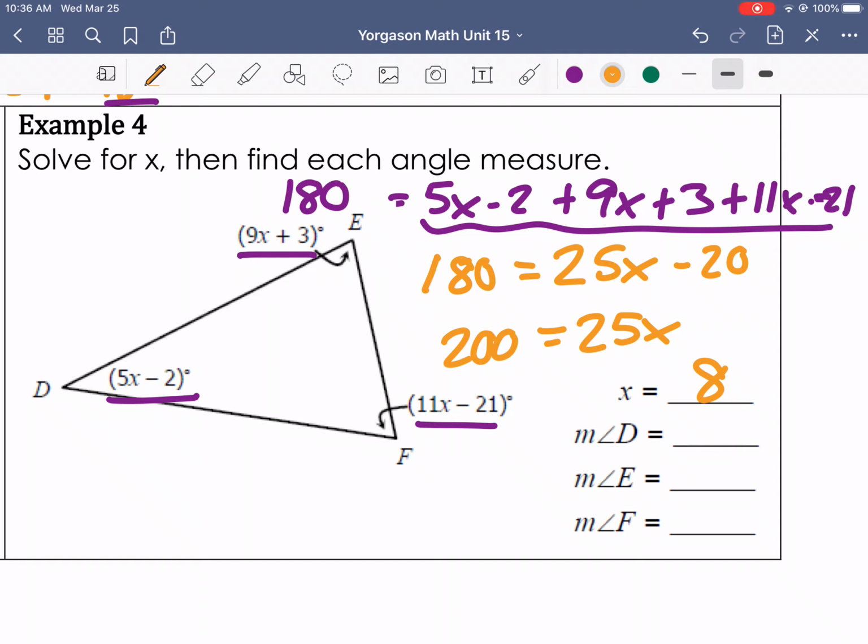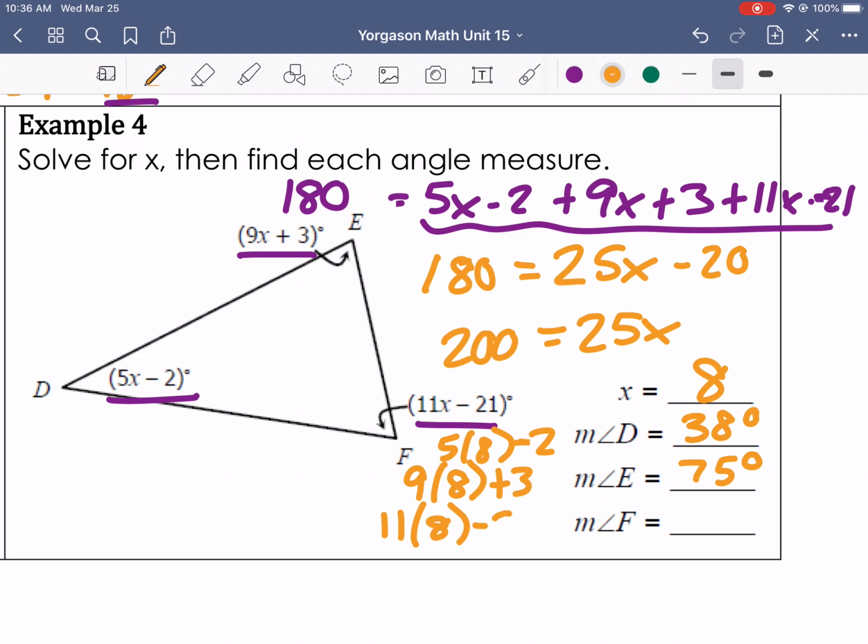Now to find the measure of angle D, we can just do 5 times 8 minus 2. That's going to be 38 degrees. To find the measure of angle E, we can do 9 times 8 plus 3. That's going to be 75 degrees. And for angle F, we'll do 11 times 8 minus 21. That's going to be 67 degrees.